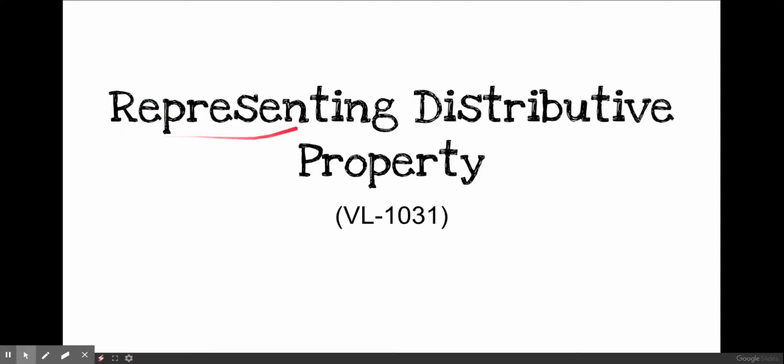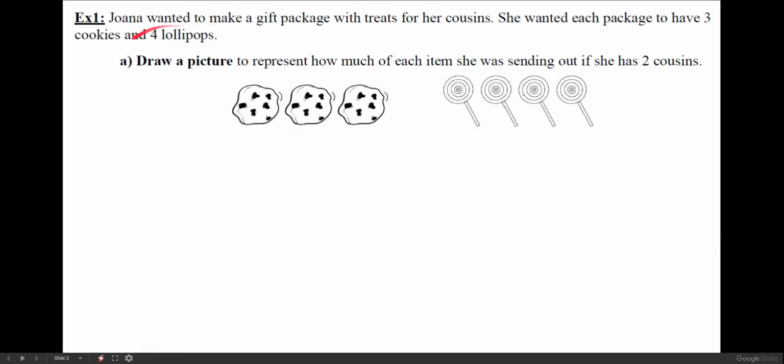In this video, we are going to be representing the distributive property. Let's begin. So in example 1, Joanna wanted to make a gift package with treats for her cousins. She wanted each package to have 3 cookies and 4 lollipops. Draw a picture to represent how much of each item she was sending out if she has 2 cousins.